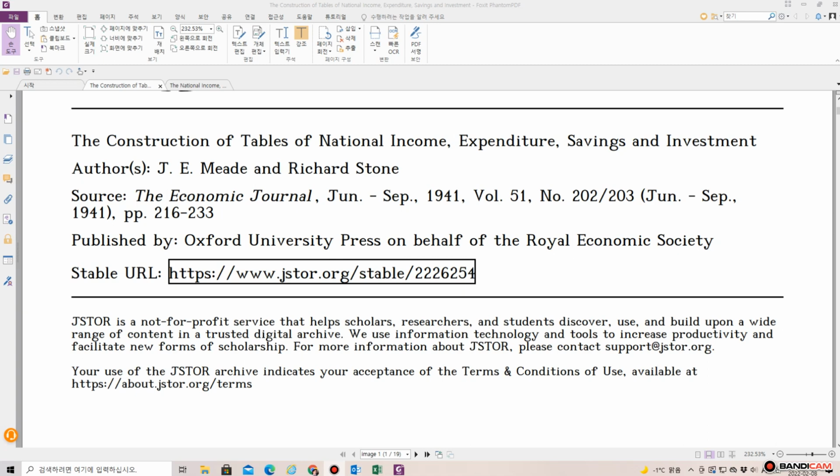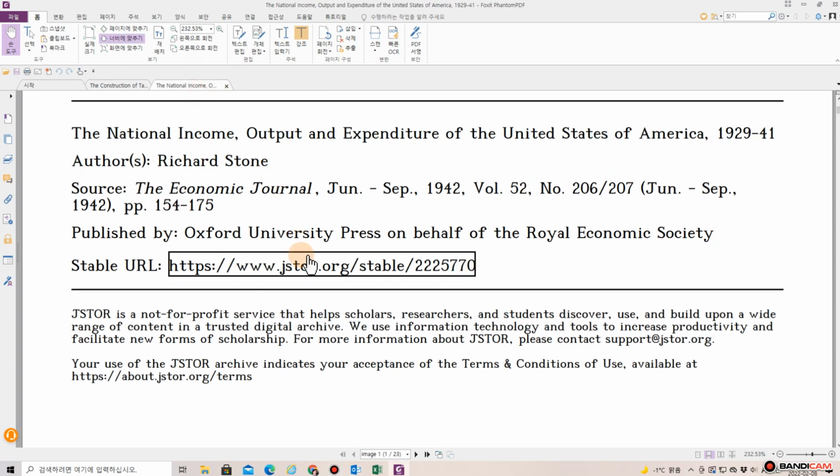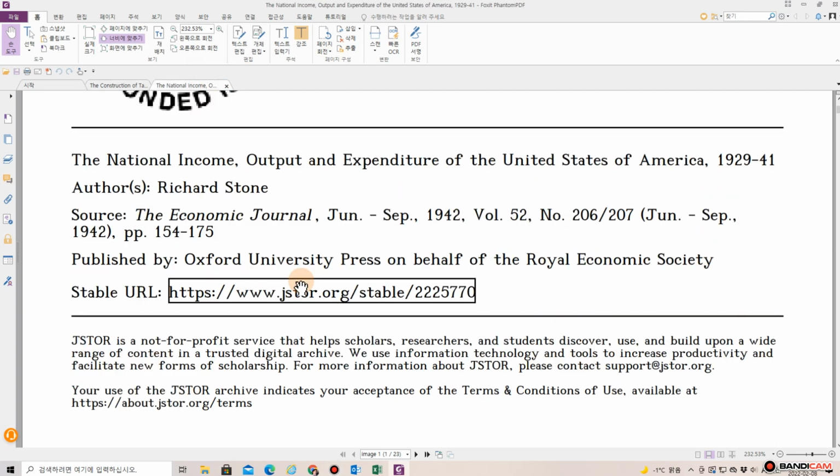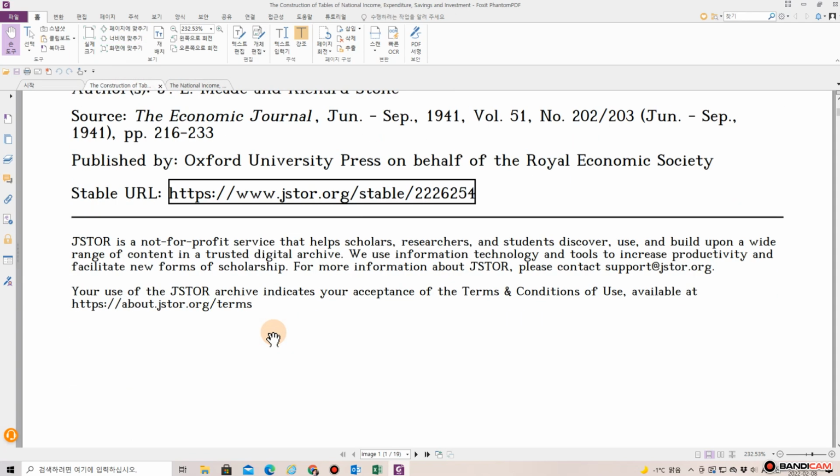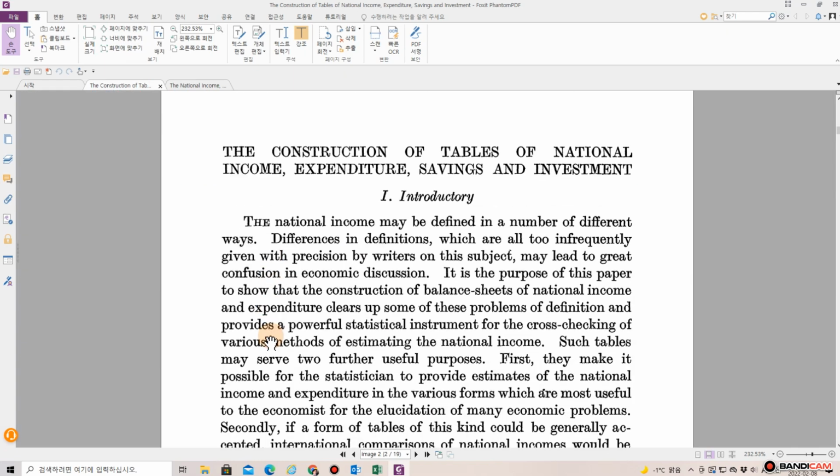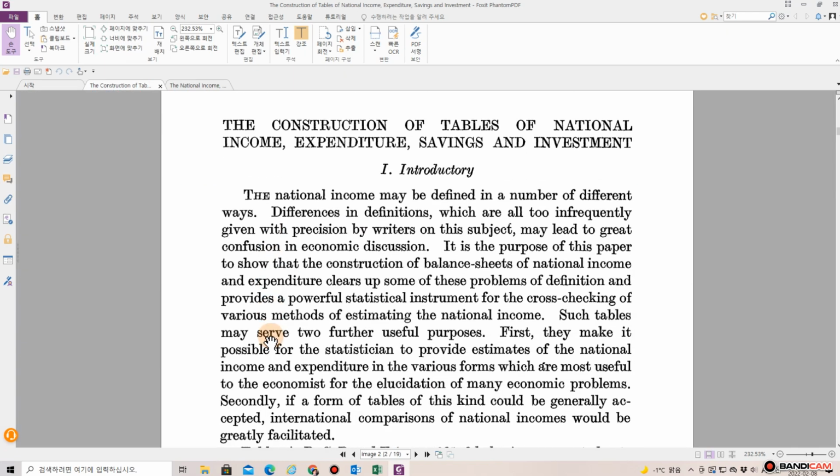authored paper, which was published in 1942 in the Economic Journal, titled The National Income, Output, and Expenditure of the United States of America from 1929 to 41, because this is much more applied to the United States case, and then it's more intuitive. And so let's go to the first paper, only the introduction part. The Construction of Tables of National Income, Expenditure, Savings, and Investment.